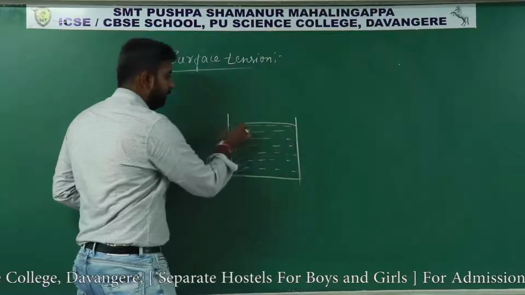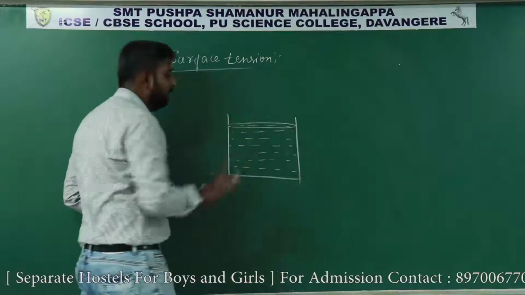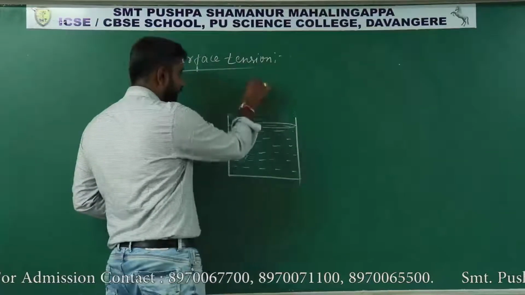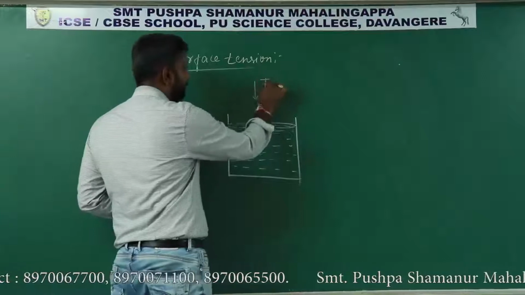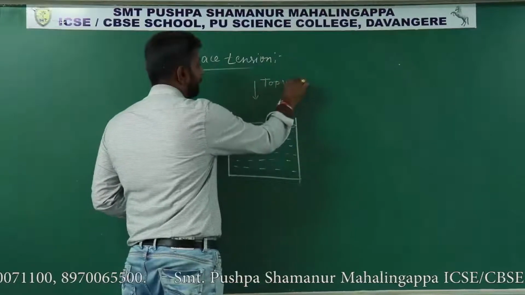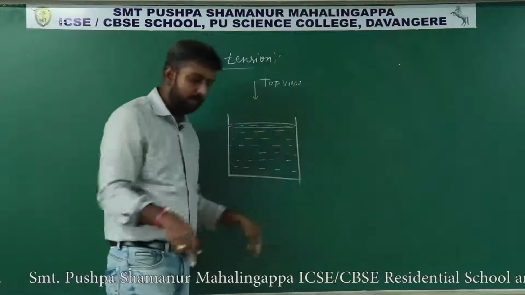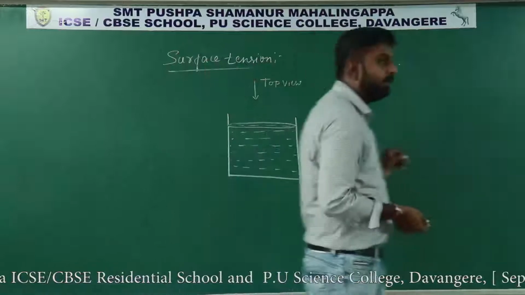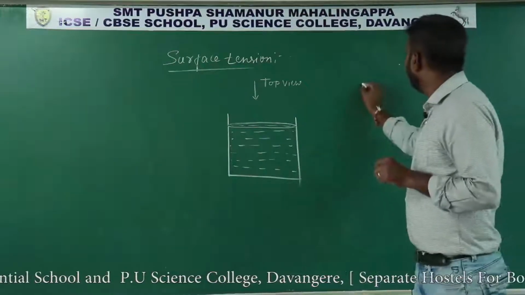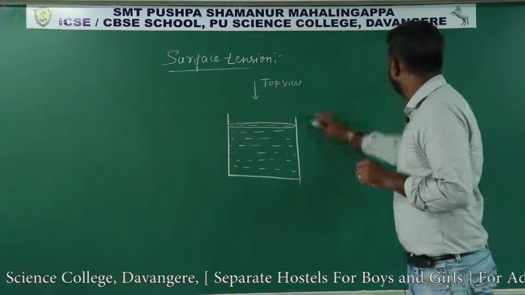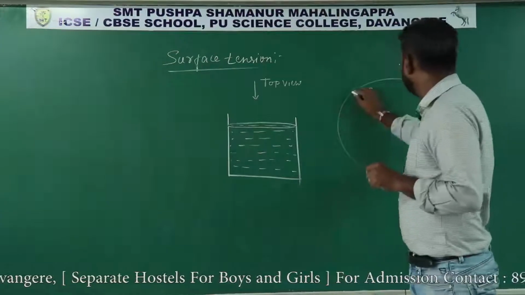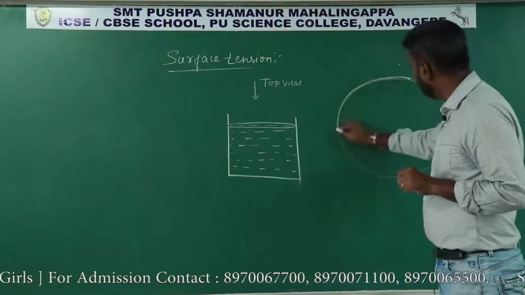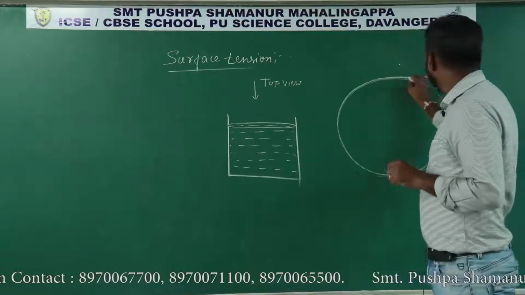Okay, so this is the free surface of the water, and first you observe this free surface of the water from the top view. Here there is a beaker and I am observing the top surface of the water, and I can represent that top surface in this manner. Okay, this is the top surface of the water in the beaker.